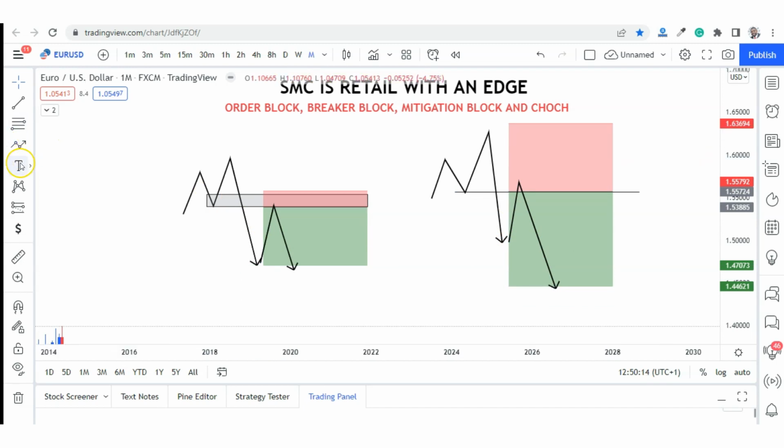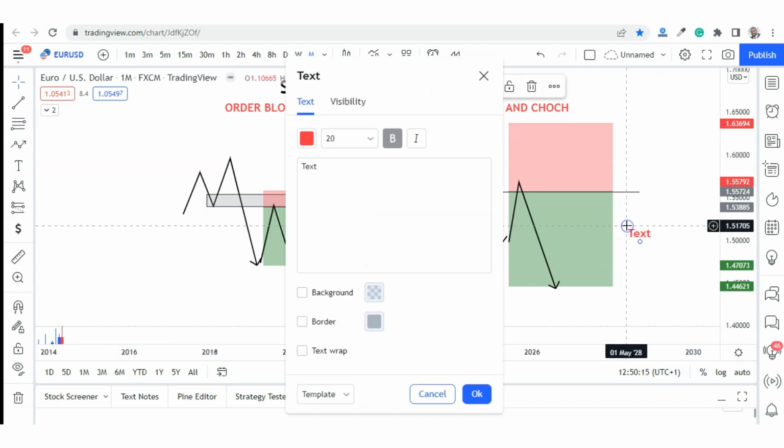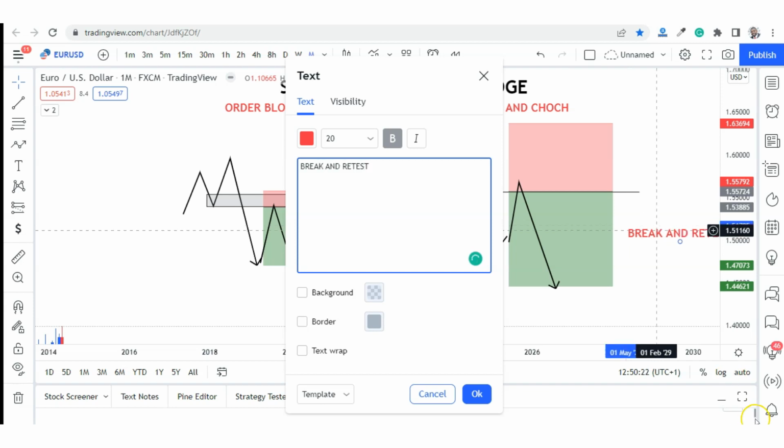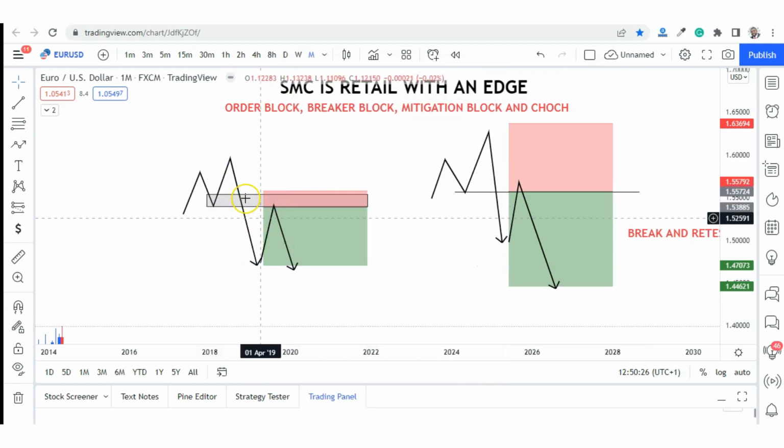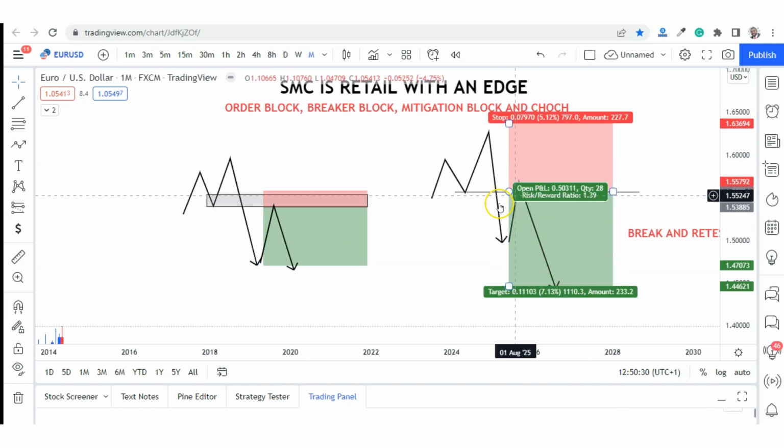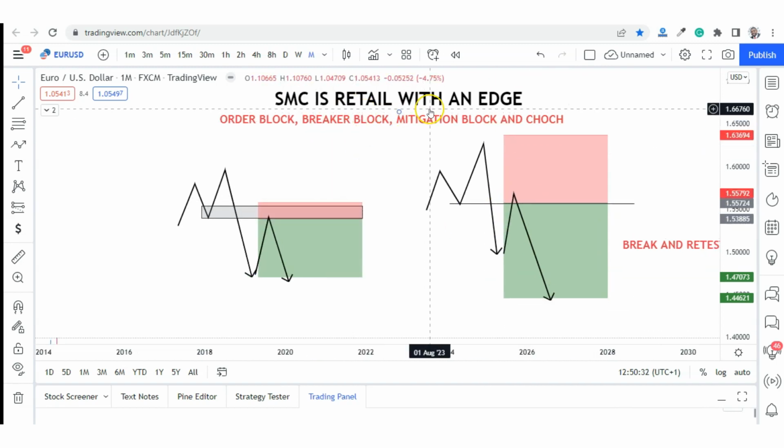Now this is a break and retest. It is nothing new. So when you are trading your breaker block, it's simply a break and retest, just like the retail concept. And that's why I said SMC is retail but with an edge. It's simply a retail concept with an edge.